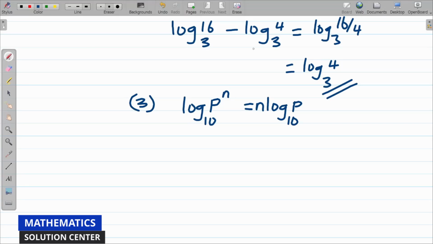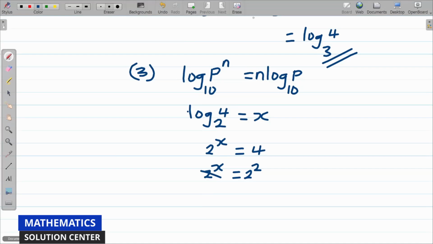Take for instance, I have log 4 base 2. The meaning of log 4 base 2 simply means what is the power of 2 that will give me 4. That is actually 2. So we can say this is equal to x. Then we convert the logarithmic equation to an index equation: 2 raised to power x is equal to 4. So 2 raised to power x is equal to 2 raised to power 2. Since the bases are equal, the powers are equal. So x is equal to 2.